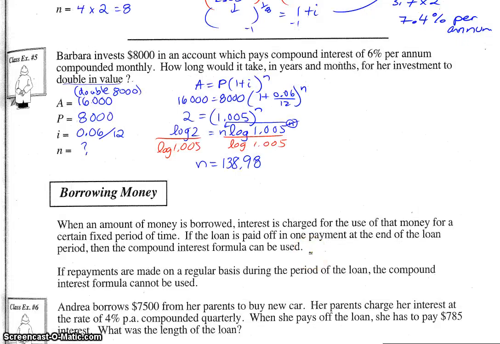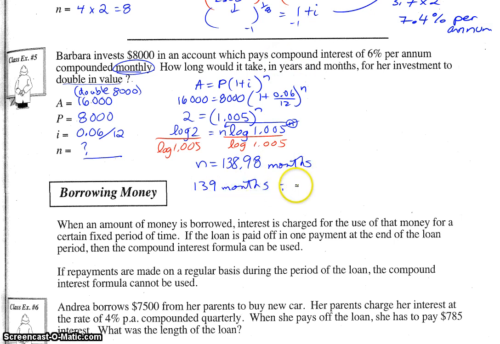Okay, so we should have gotten approximately 139. Now that is not years, okay? That is the number of compound periods, which, since we were compounding monthly, means that this is in months. So to get the number of years, let's round it up to 139 months, and we would divide by 12 months in 1 year. Okay, and let's see what we get when we do that.